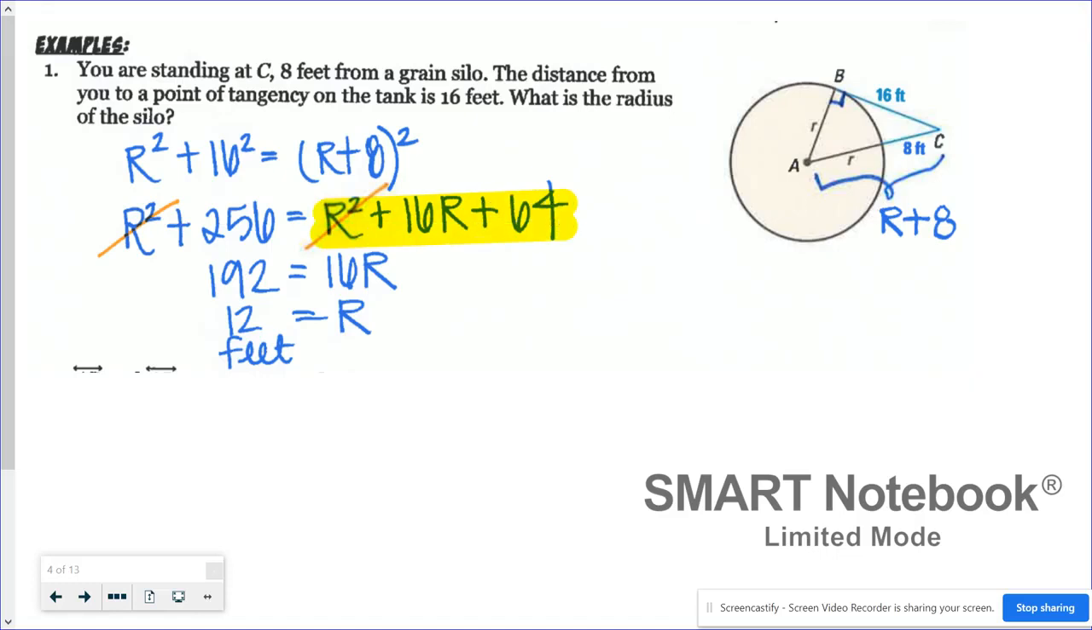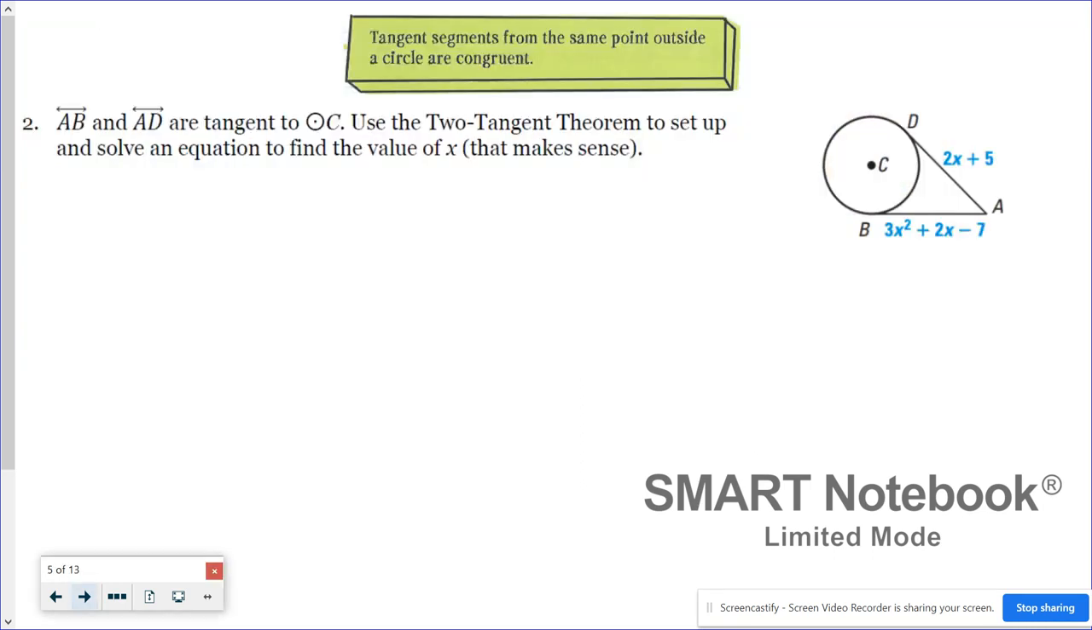Notice I have an r squared on both sides of my equation. So when I go to get it equal to 0 to solve the quadratic equation, guess what? It's not a quadratic equation at all. The r squares cancel out, so I'm basically solving a simple linear equation, and I get that r is equal to 12 feet. So that was the example of the tangent to a radius, that they're perpendicular.